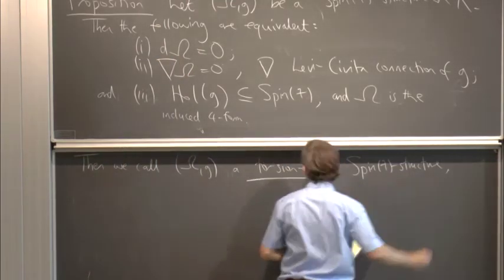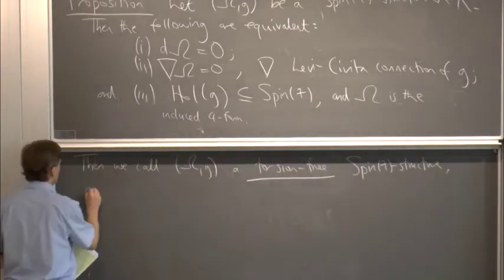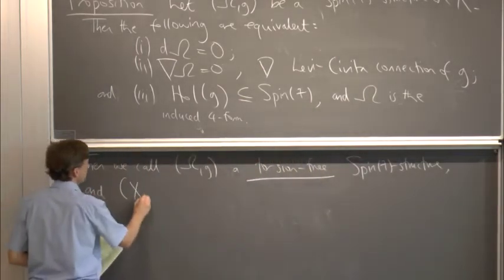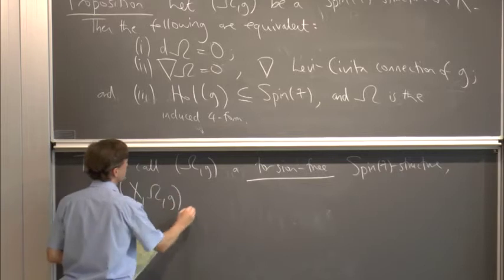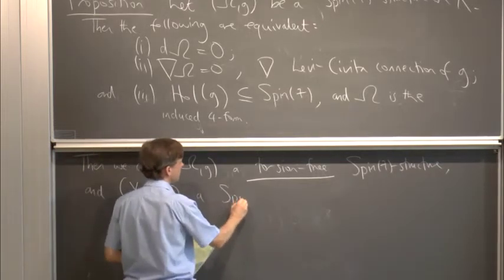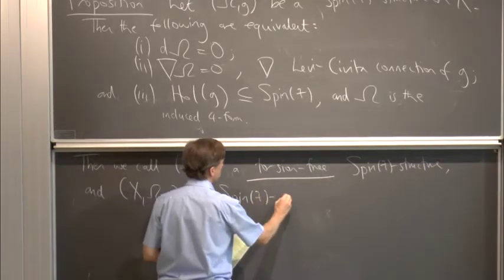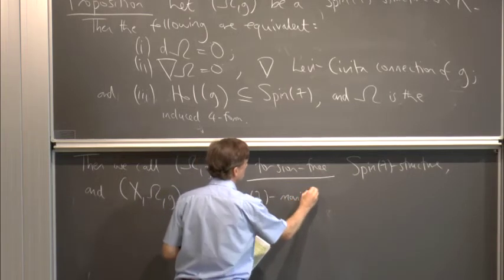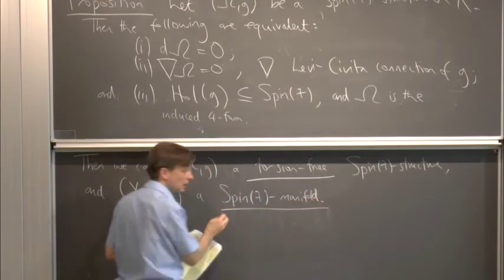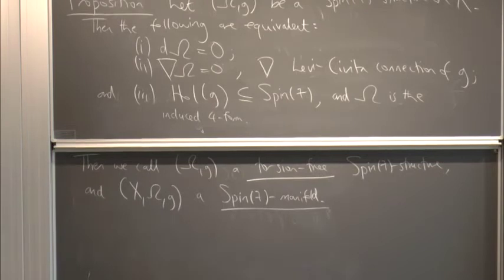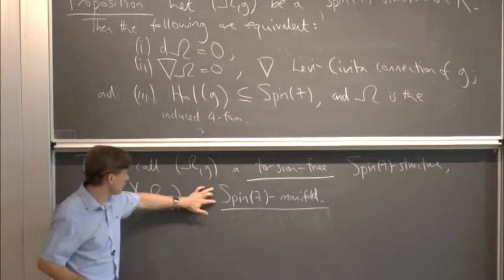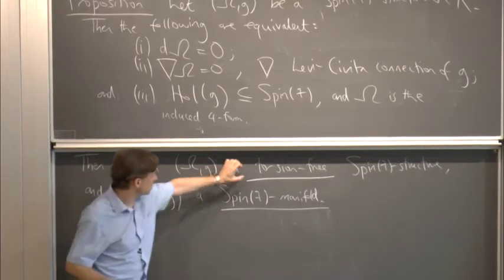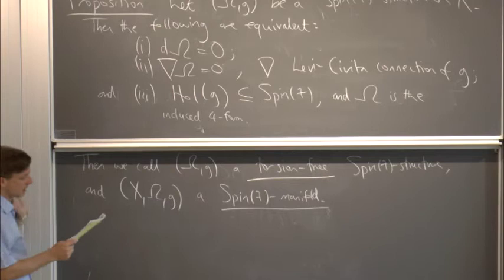And we also call the triple (X, Ω, g) a spin 7 manifold. So for me, a spin 7 manifold is an 8 manifold with a torsion-free spin 7 structure. So some people would use spin 7 manifold without the torsion-free condition. Okay.